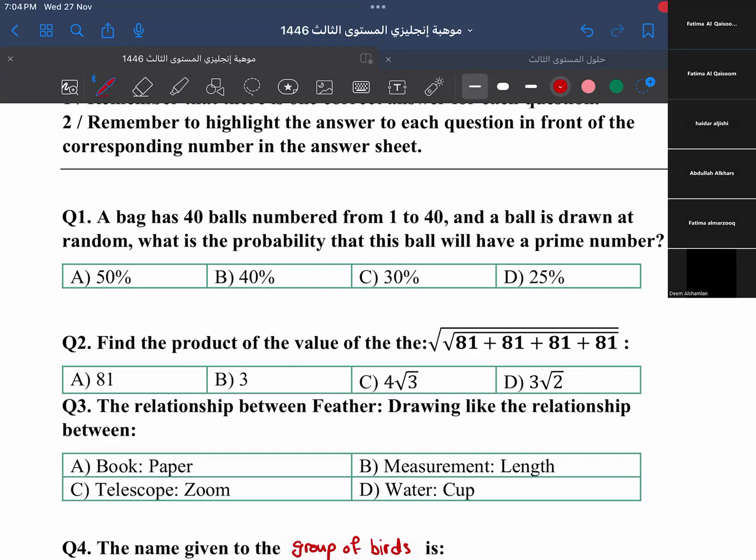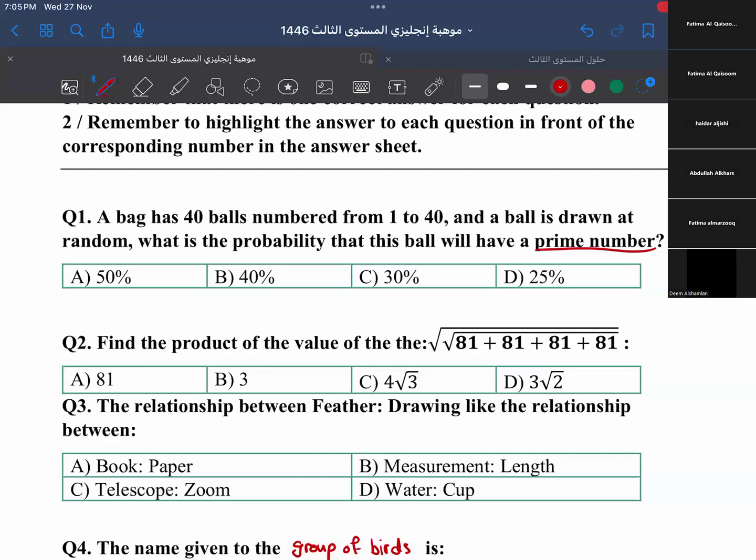Yes. Anyone? Try to solve the first question. Yes, Abdullah. Okay, so a bag has 40 balls, numbered from 1 to 40, and a ball is drawn at random. What is the probability that this ball will have a prime number? Okay. So what does prime number mean? It's numbers that are only divisible by 1 and themselves.